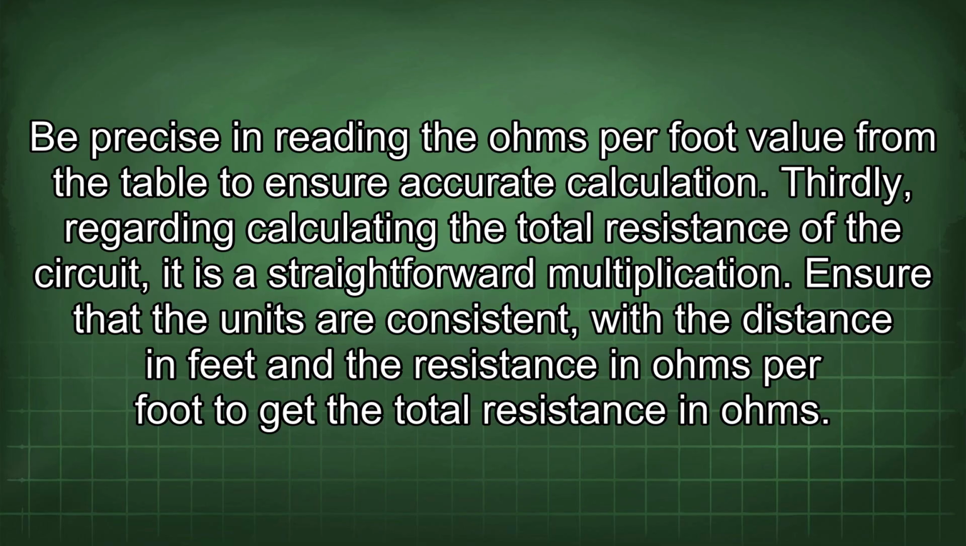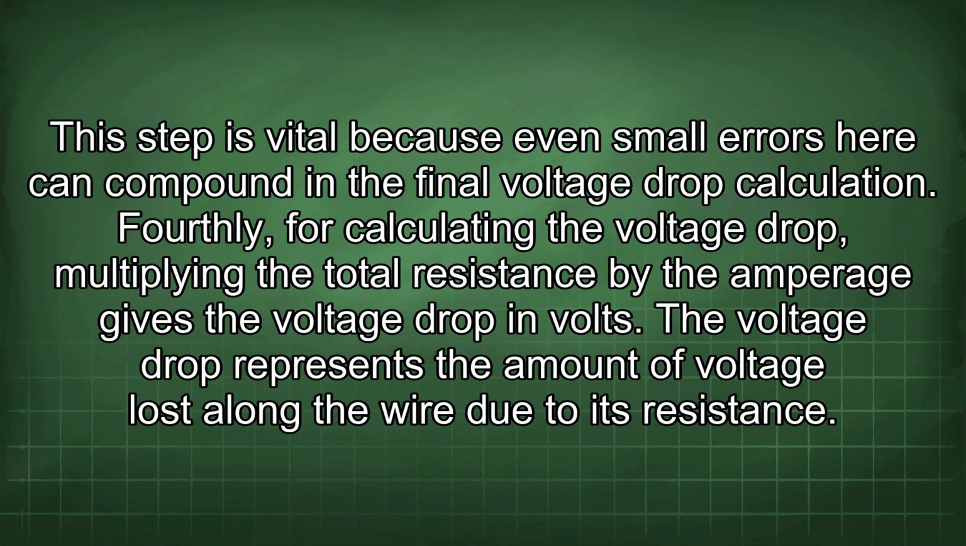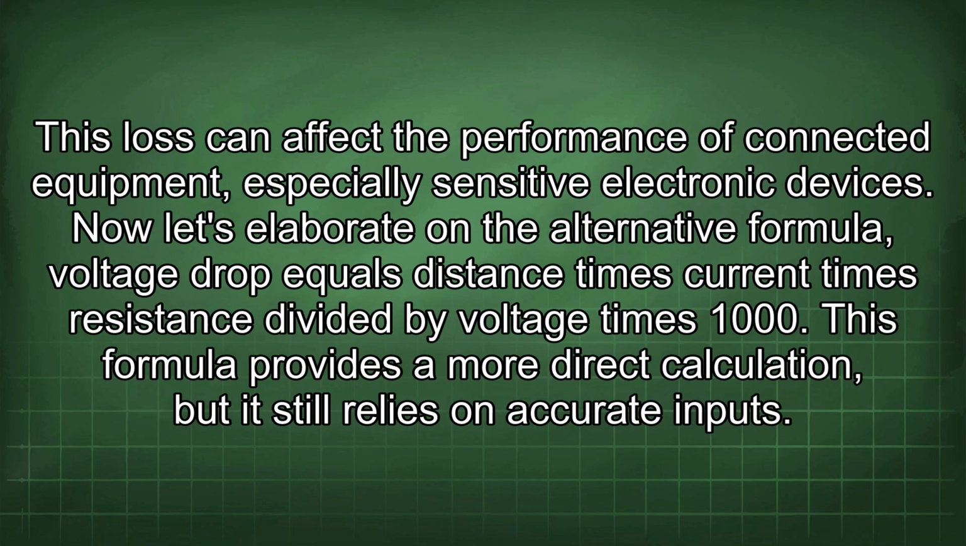Thirdly, regarding calculating the total resistance of the circuit, it is a straightforward multiplication. Ensure that the units are consistent with the distance in feet and the resistance in ohms per foot to get the total resistance in ohms. This step is vital because even smaller errors here can compound in the final voltage drop calculation. Fourthly, for calculating the voltage drop, multiplying the total resistance by the amperage gives the voltage drop in volts. The voltage drop represents the amount of voltage loss along the wire due to its resistance. This loss can affect the performance of connected equipment, especially sensitive electronic devices.